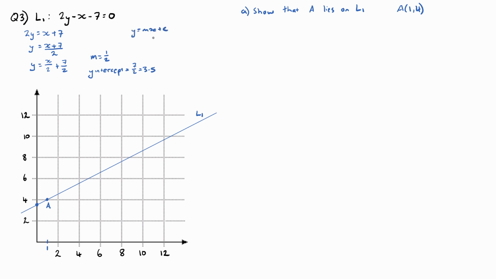I prefer to see equations of straight lines in this form because it's very easy to identify the gradient, which is m, and the y-intercept, which is c.